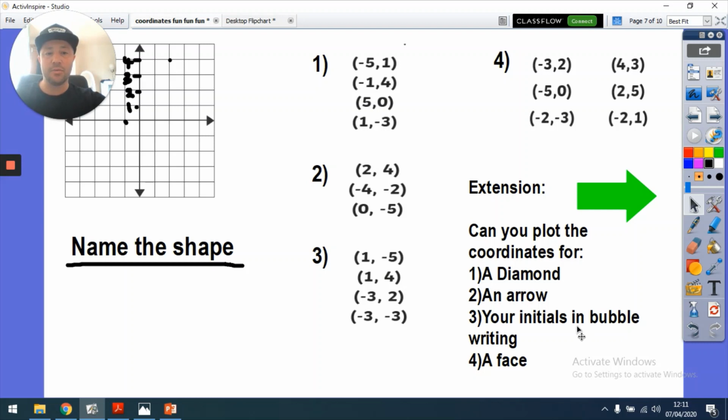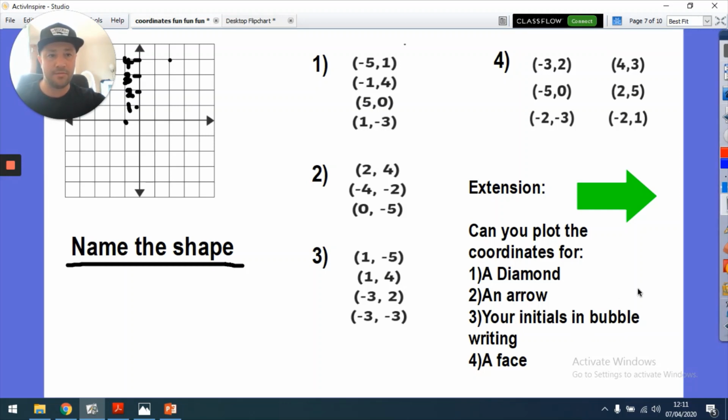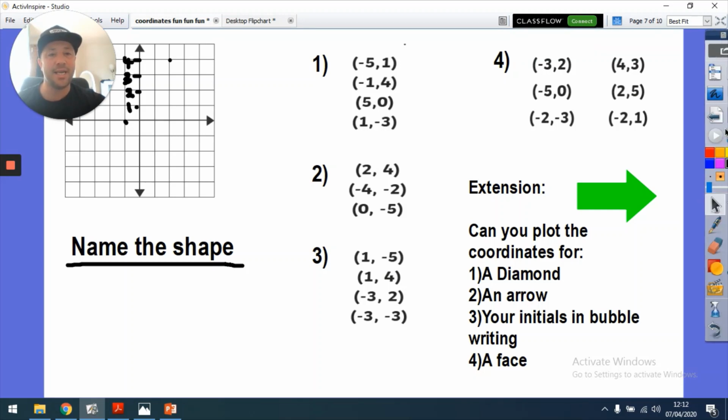Can you do your initials? Can you do it in bubble writing? That could be quite good fun. And then if you really want to, why don't you do a face as well? Don't forget though, every time you plot the coordinates, write the coordinates down, because if you're not writing the coordinates down, you're just doing pictures, and that's not really any kind of maths learning.